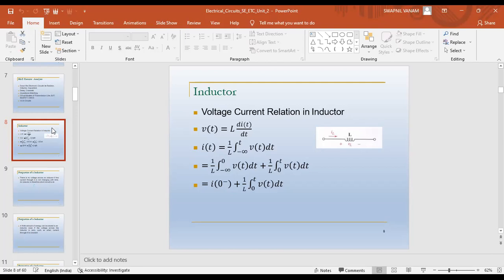The application of laws to a network containing energy storing elements, such as the inductor and capacitor we have already gone through, results in differential equations. The solutions of those equations consist of two parts: one is the complementary function and the second is the particular function. The complementary function represents the transient part of the solution, which decays with time, while the remaining term represents the steady state part of the solution.